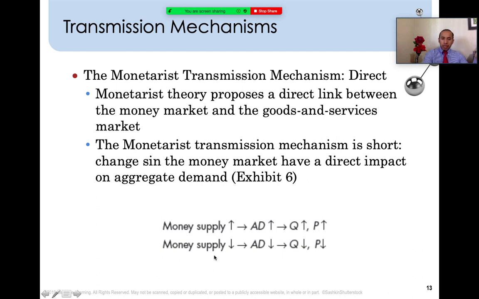And if the money supply decreases in the monetarist perspective, the monetarists believe that aggregate demand is going to decline right away. And the gross domestic output is going to decline, and also the price level is going to decline.